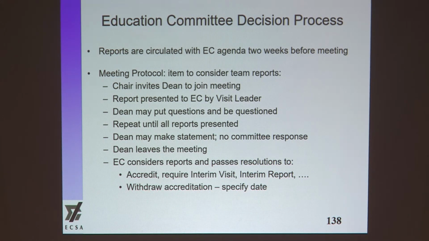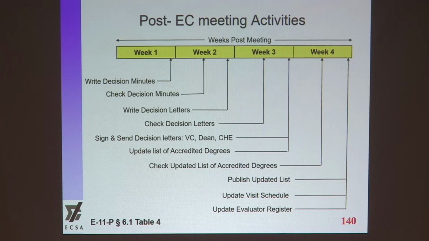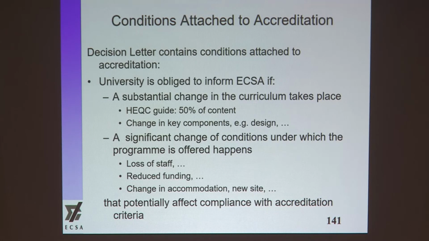This is not very common. Communication of decisions. The decision letter comes to you, and it's to the university, and the outcomes are to the vice chancellor, and then a copy goes to the dean and to the CHU. Time, you can see again, it takes at least 4 weeks or longer. And we find often it takes a lot longer than that.